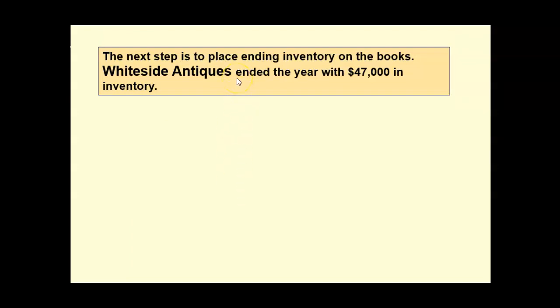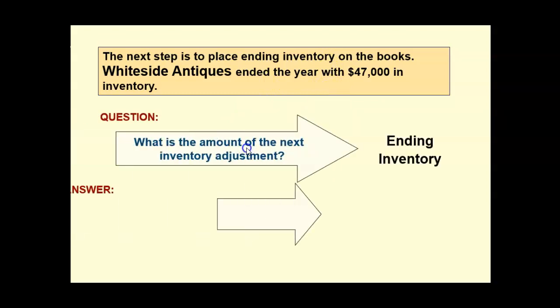In the next step, or step 2, we're going to add to the account the current ending balance, which is $47,000.